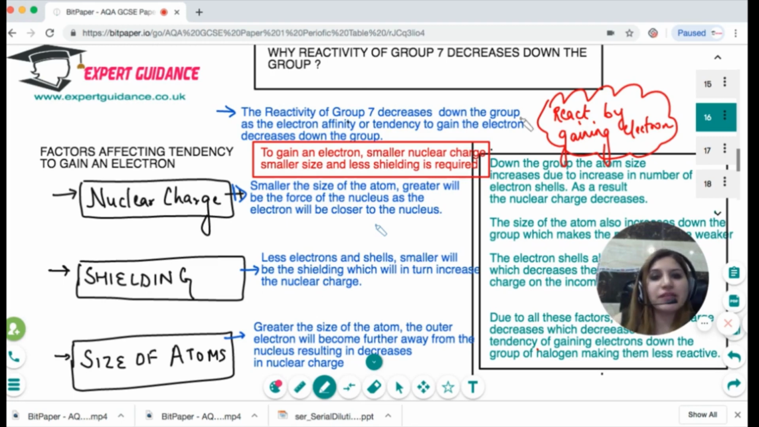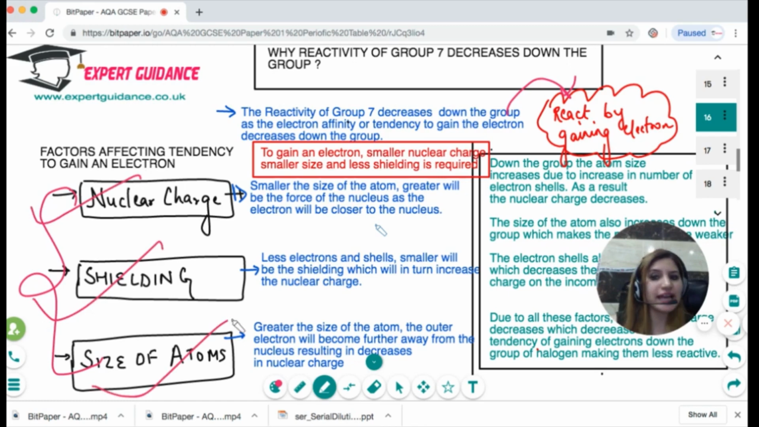So group 7 reacts by gaining an electron, and down the group, the electron affinity decreases. Therefore, the reactivity down the group decreases. Now, why does the tendency to gain an electron decrease? Again, we'll be talking about these 3 scientific terms: nuclear charge, shielding, and size of the atom. As you go down the group, the nuclear attraction decreases because of the increase in size of the atom. So the halogen cannot hold the incoming electron properly, so it won't be able to gain an electron with that ease down the group.